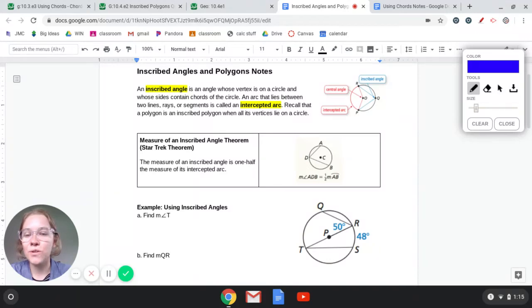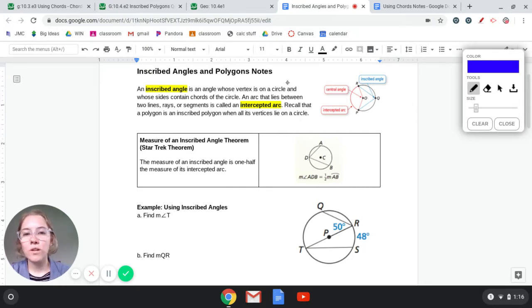Alright, this video is going to be all about inscribed angles, and the next video will be about inscribed polygons. The word inscribed means inside of a circle. An inscribed angle, as you can see in this image, means that all 3 points of that angle lie on the circle. The central angle hits the center. Inscribed goes from R to Q to P.